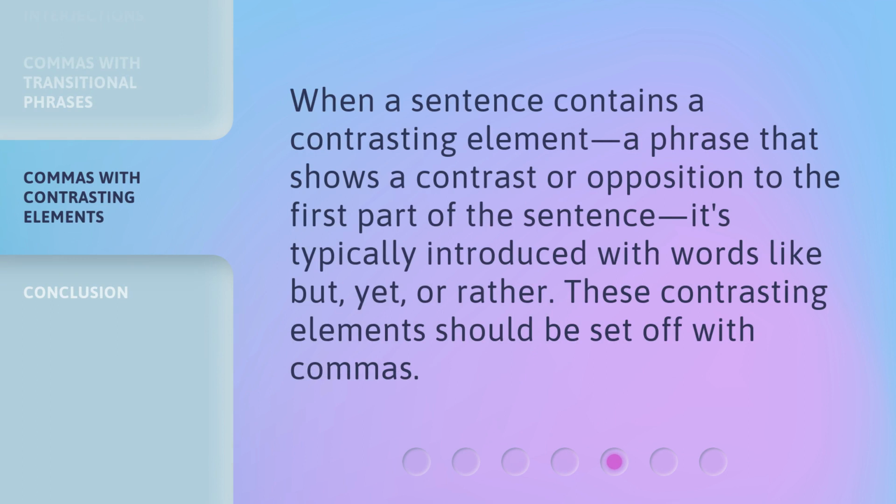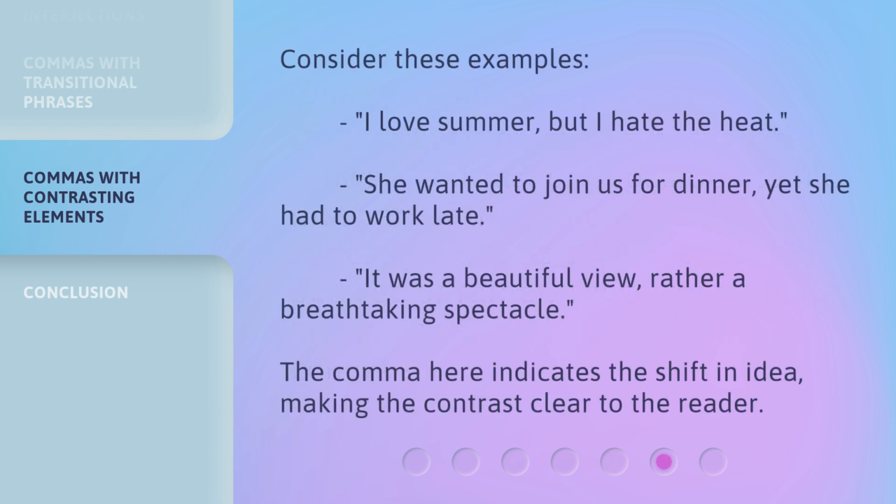When a sentence contains a contrasting element, a phrase that shows a contrast or opposition to the first part of the sentence, it's typically introduced with words like but, yet, or rather. These contrasting elements should be set off with commas. Consider these examples. I love summer, but I hate the heat.